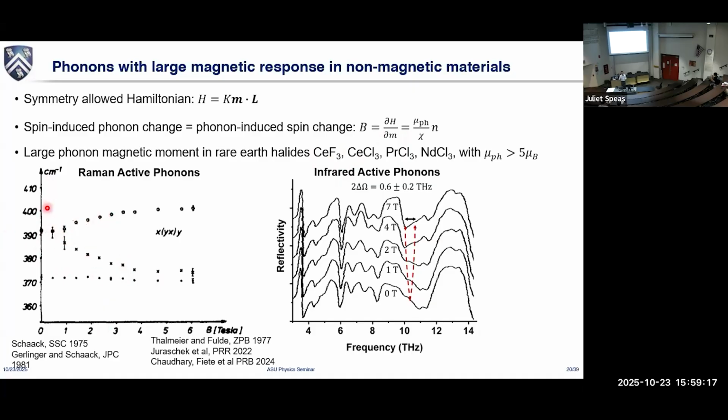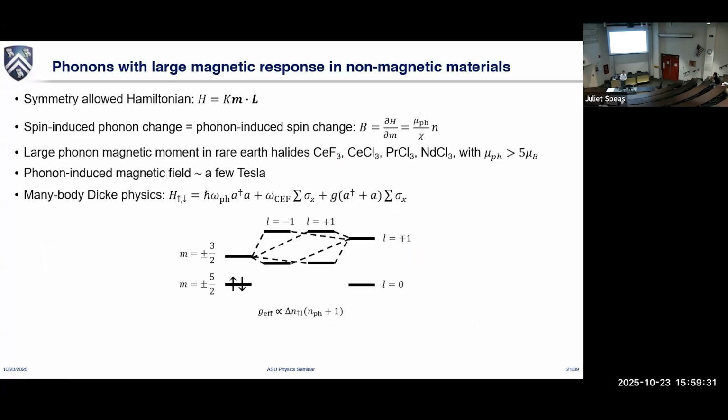Typically electronic Zeeman splitting is on the order of 1 centimeter per Tesla. So these are about 10 centimeter per Tesla, right? So that's very big. And then what is going on, right?